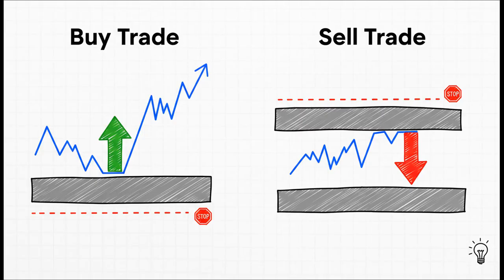Setting your stop loss is super straightforward with this method. If you're in a buy trade, your stop loss goes just below that support zone that price bounced from. If you're in a sell trade, it goes just above the resistance zone. This gives you a crystal clear point on the chart where you know your idea was wrong. You know exactly what you stand to lose before you even click the button.